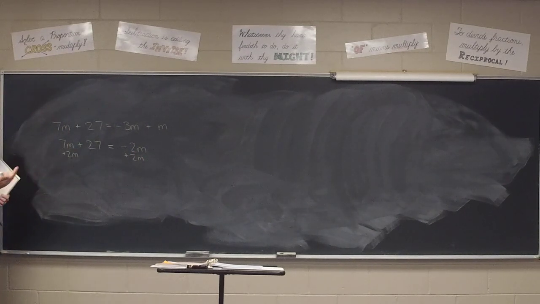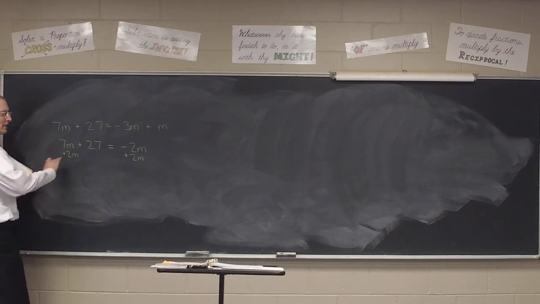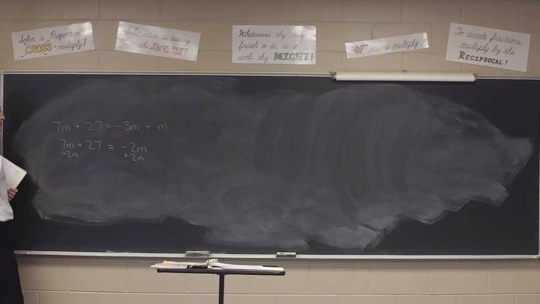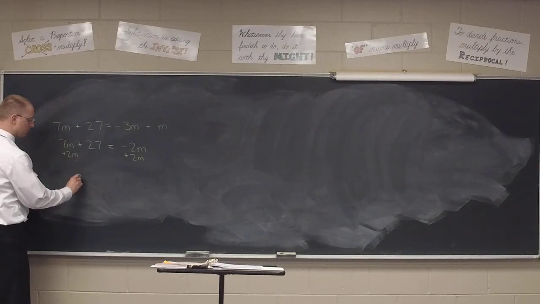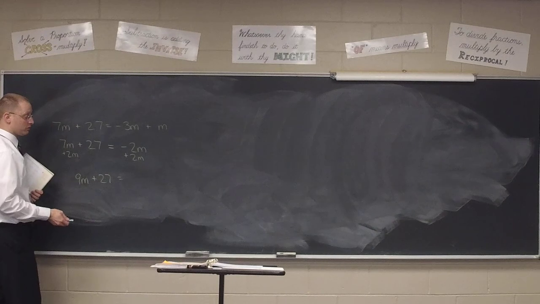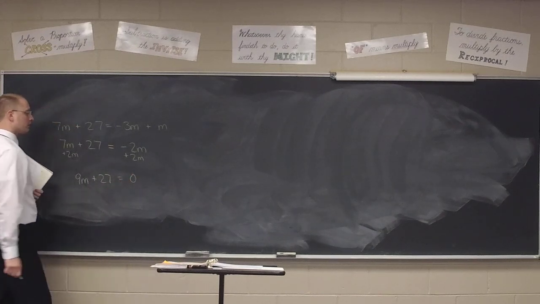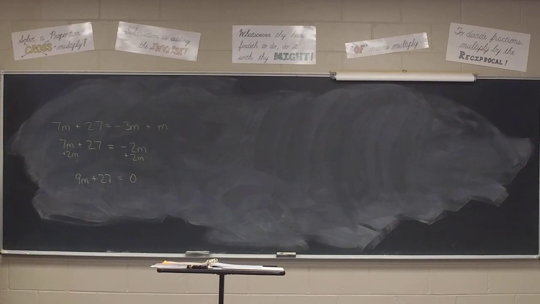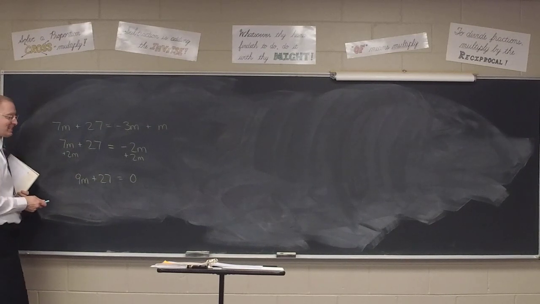Good. We want to get rid of the little m because I don't like negatives, and if I always get rid of the little one, I'll almost never have to worry about negatives. What does that leave me with when I add 2m to both sides of the equal sign? 9m positive 27. Equals 0. Well, you do still need the equal sign because it's still an equation. We're not done solving yet either, Lana, because I want to find out what m is, right? So now what do I need to do to solve? To get the m by itself.